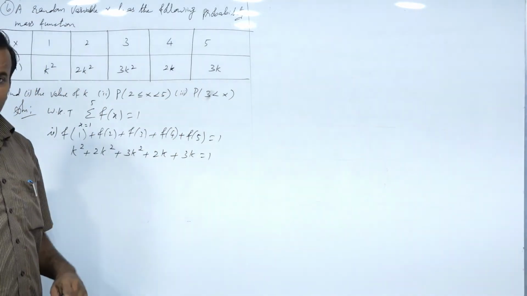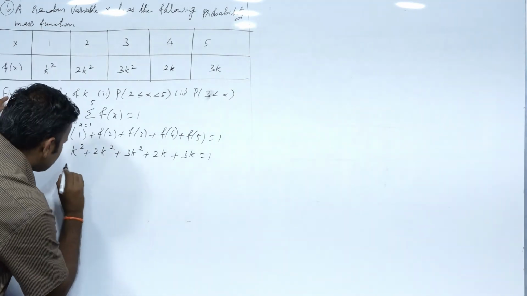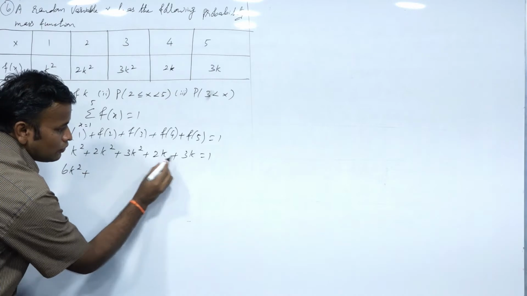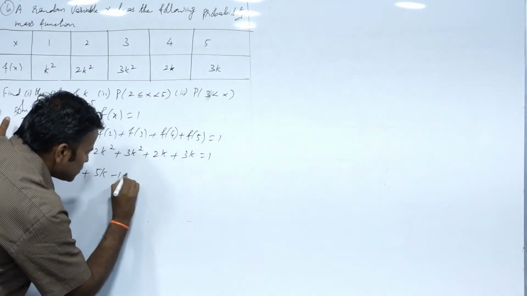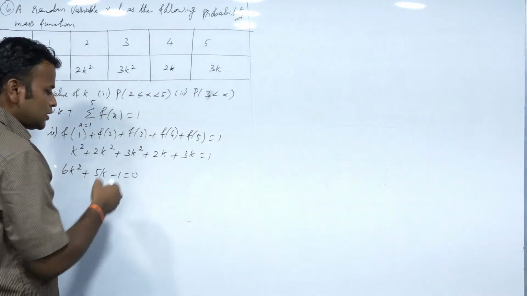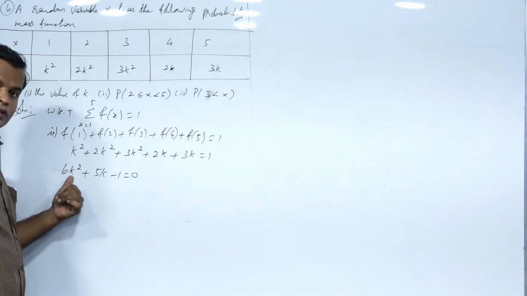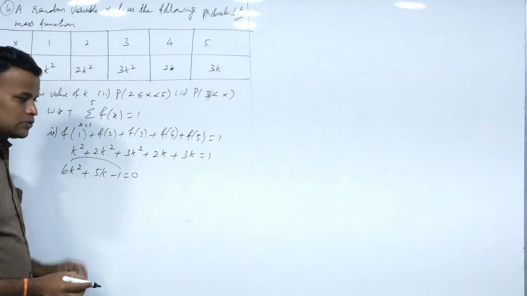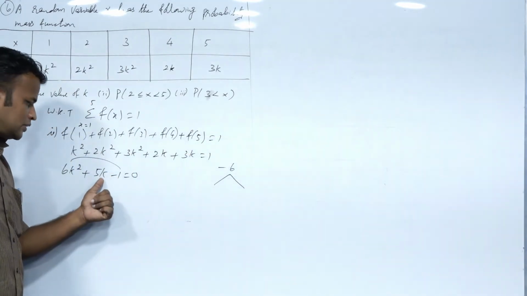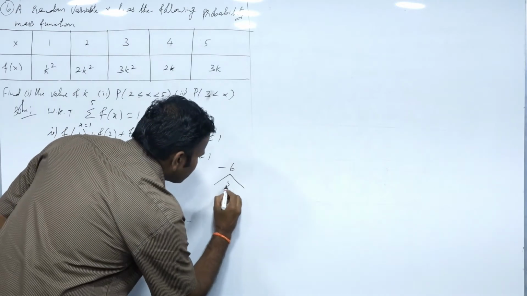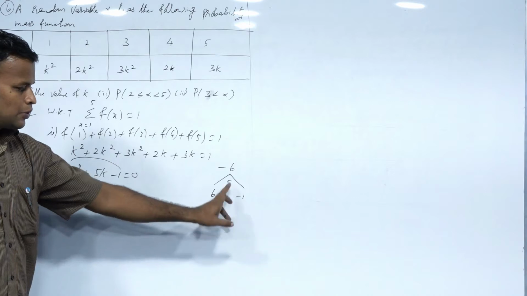Some k square and k terms are there. First we add the k square terms: k square plus 2k square plus 3k square is 6k square, plus we add the k terms. 2k plus 3k is 5k. Then the plus 1 becomes minus 1 on that side. What is the reason I take plus 1 here as minus 1? It is a quadratic equation. The coefficient of k square is also there. First we multiply: 6 into minus 1 is minus 6. At the same time, the coefficient of k is 5. What are the factors? 6 into minus 1 is minus 6, and 6 minus 1 is 5.